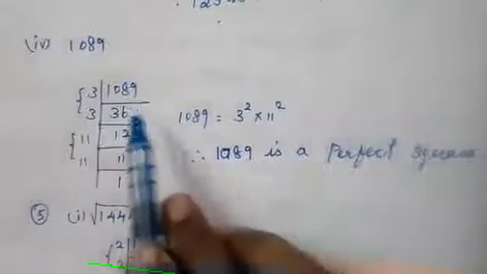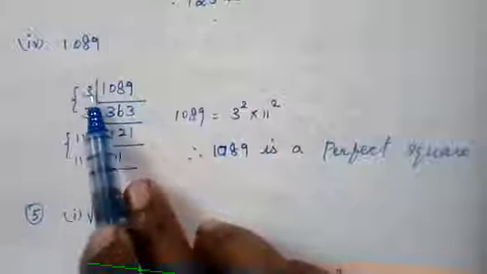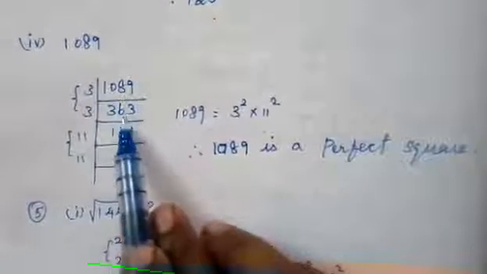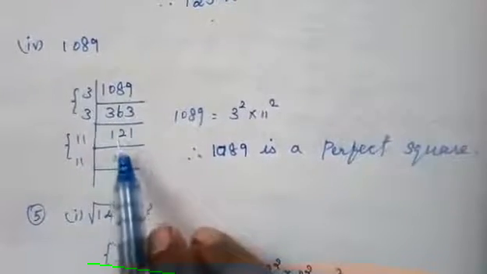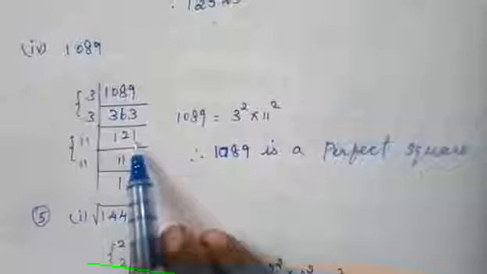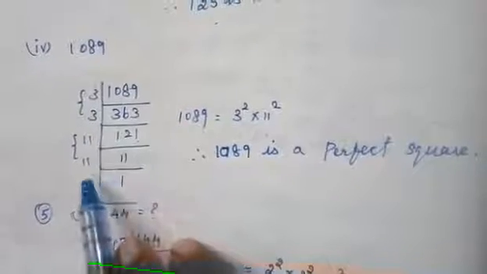Now the fourth problem, 1089. It ends with 9, so you have to check the 3 table. 3 3s are 9, balance 1, so the next number is 18. 6 3s are 18. 3 3s are 9, again 3. 1 3 is 3. 2 3s are 6. 1 3 is 3. 121 is a square number, that 11 11s are 121. Then again 11 divided by 11.